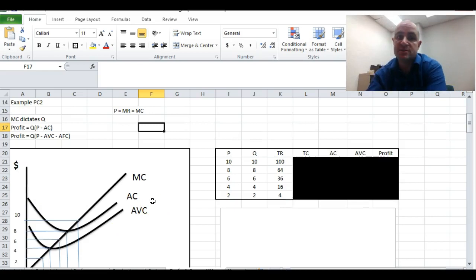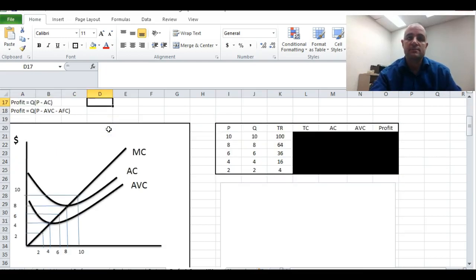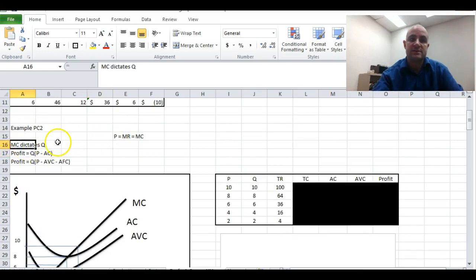So a couple things to remember. The first is that profit, and this kind of goes back to an earlier discussion, profit equals quantity times price minus average cost. It's also price minus average variable cost minus average fixed cost. Okay. So now, the one thing I have here is that the marginal cost is going to dictate Q. All right, the marginal cost is going to dictate output.